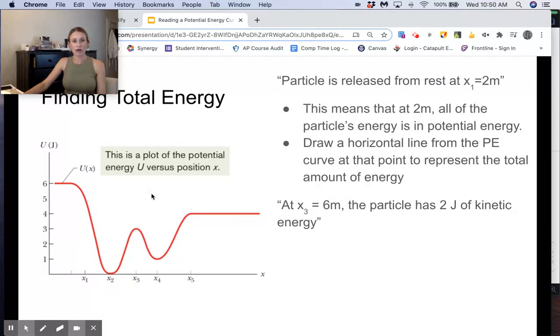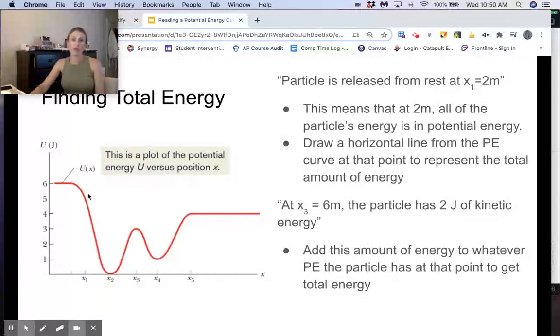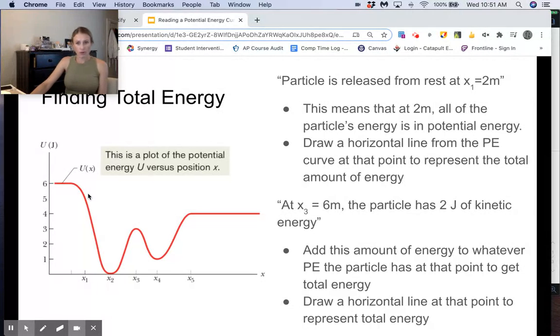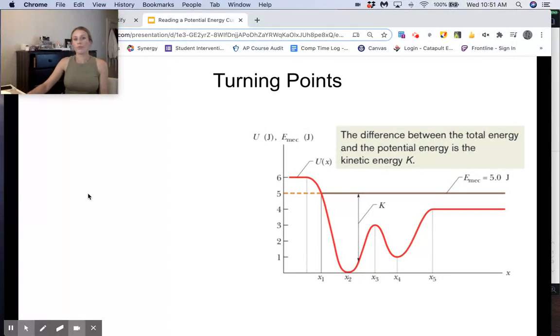And then again, I would draw a horizontal line at that 5 joule mark, because that is my total mechanical energy, and that is not going to be changing because of conservation of energy. So we would add this amount of energy to whatever potential energy the particle has at that point to get the total energy, and then you would draw a horizontal line at that point to represent the total energy. Once we do that, you can see here that with both of those examples, I was given the total mechanical energy, and I've drawn a horizontal line at 5 joules, because again, the total mechanical energy is not going to be changing.